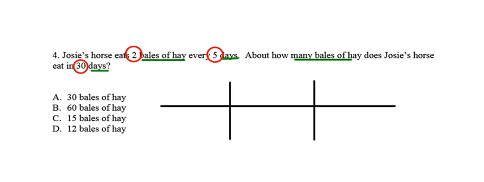Question number 4. Jose's horse eats 2 bales of hay every 5 days. About how many bales of hay does Jose's horse eat in 30 days? Once again, Jose's horse eats 2 bales of hay for every 5 days. About how many bales of hay does Jose's horse eat in 30 days?